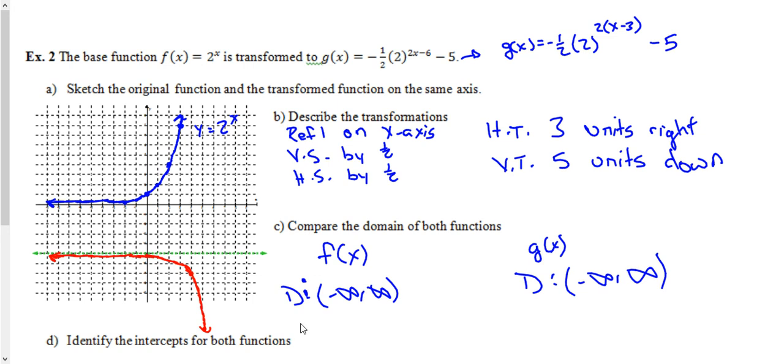So let's take a look at our range. Even though the question doesn't ask you to compare ranges, we're going to take a look at it anyways. The range of our original is from 0 going all the way up to positive infinity, not including 0, because we have a horizontal asymptote there. For our range here, our horizontal asymptote was at -5 and we're going downwards. So we're going down as far as negative infinity and as high as -5. And again, rounded bracket because we can't include it.